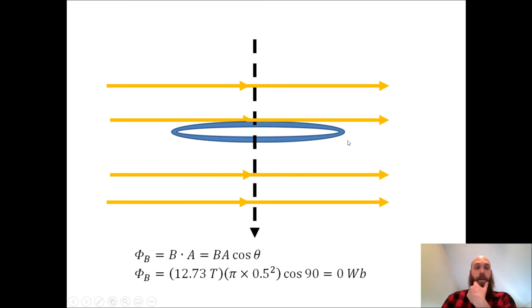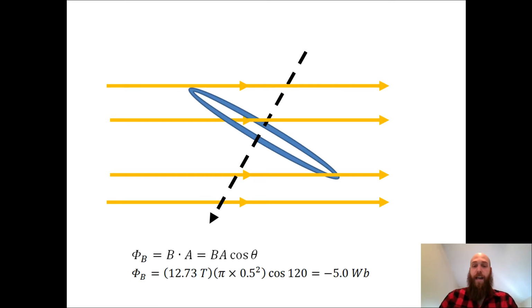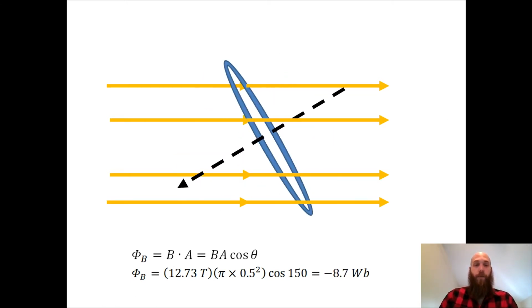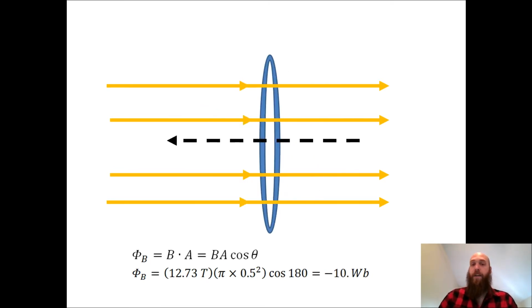So now, if we think about this, once we go past 90, this arrow, which represents the normal to this loop, is going to be going in the opposite direction. It's going to be down in like the third quadrant. And so our angle is going to be greater than 90, and we could expect that this number should be negative. In fact, it is. It's going to be negative 5 Webers. And then if we keep going to the next number, at 150, we're at negative 8.7 Webers, until we're at a full 180 when we're at negative 10 Webers. The same value that we started with, but with a negative sign because it's in the opposite direction.